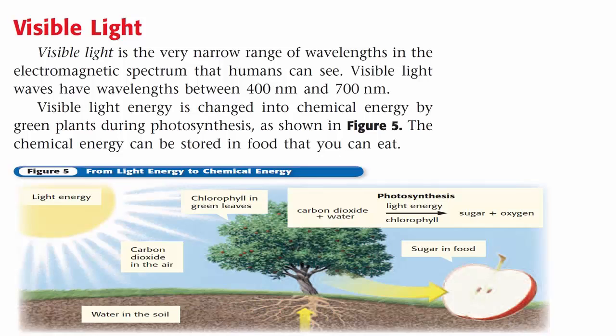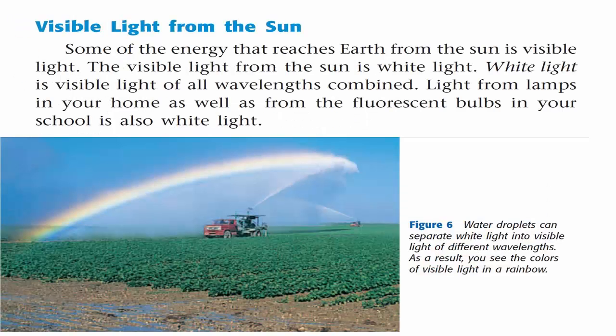Visible light. Visible light is the very narrow range of wavelengths in the electromagnetic spectrum that humans can see. Visible light waves have wavelengths between 400 nanometers and 700 nanometers. Visible light energy is changed into chemical energy by green plants during photosynthesis, as shown in Figure 5. The chemical energy can be stored in food that you can eat.